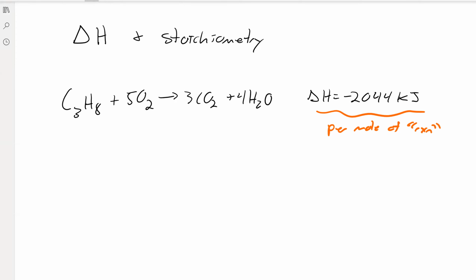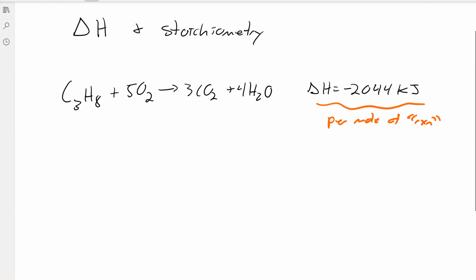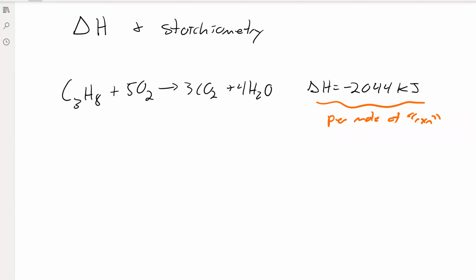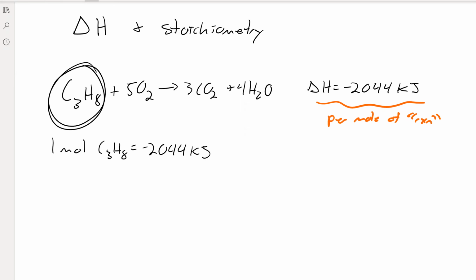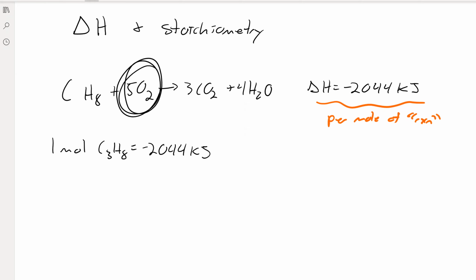Per mole of reaction. So let's see what kind of equalities, what conversion factors, we can write between our chemical reaction and our delta H for the reaction. So what this tells us is that 1 mole of propane can be burned to release 2044 kilojoules of energy. The reason that it's 1 mole is because we have a 1 in front of here. Conversely, we could write it in terms of the oxygen. So we could write 5O2.